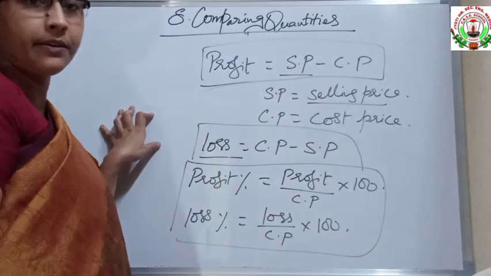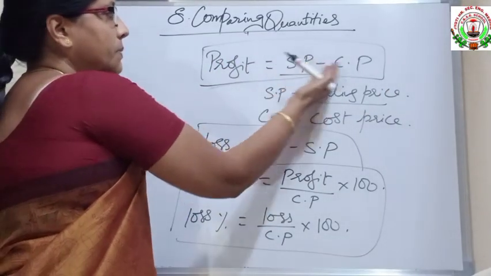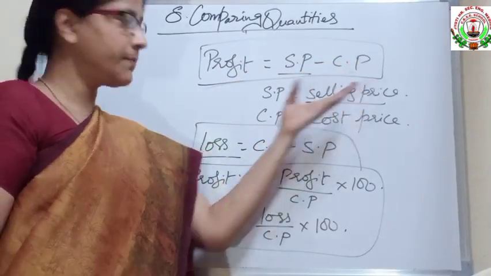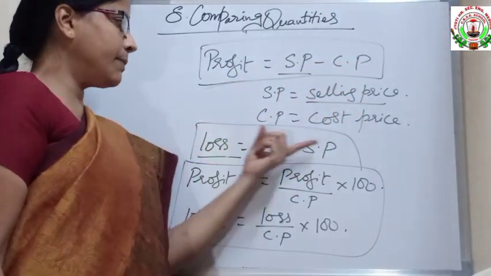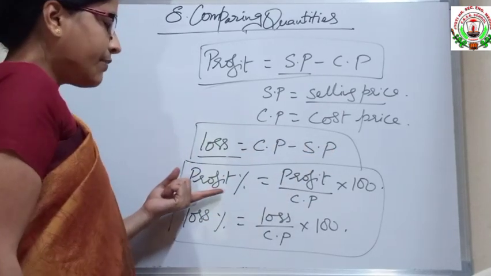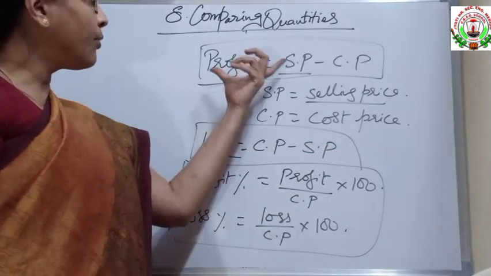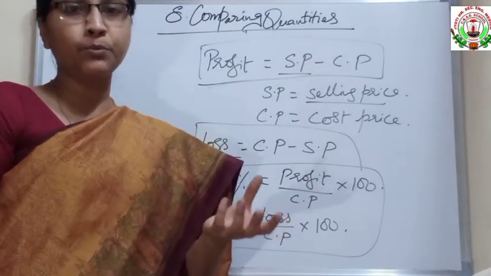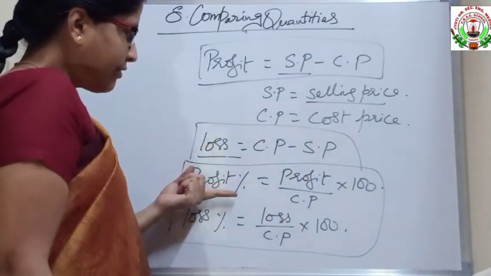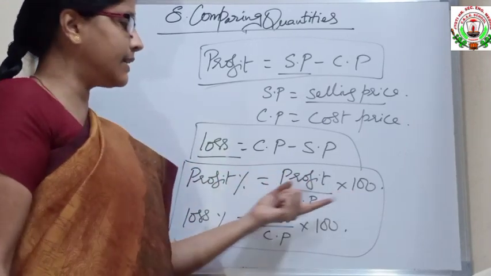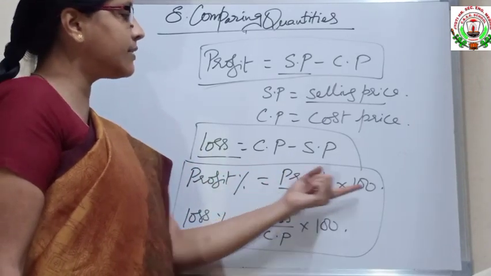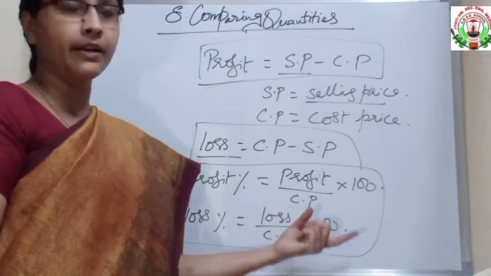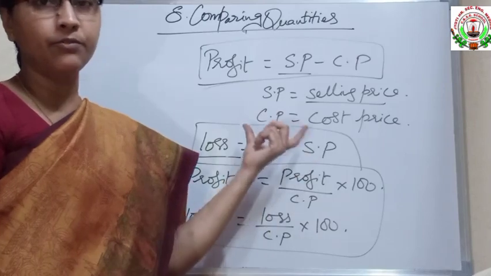These are very important. Profit is SP minus CP, where SP is the selling price and CP is the cost price. Next loss is CP minus SP. Profit percent is profit by cost price into 100, and loss percent is loss by cost price into 100. These are the 4 formulas which you have to remember.